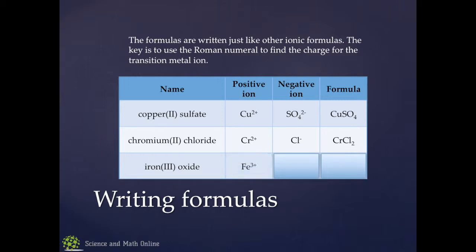Get you in trouble. All right, so iron 3 oxide, better known as rust. Iron is 3 plus, oxide is 2 minus. Therefore, the formula is Fe2O3. All right, so going from name to formula for transition metals is not that tricky. You just use the Roman numeral to tell you what the charge is. And then it's pretty simple after that.